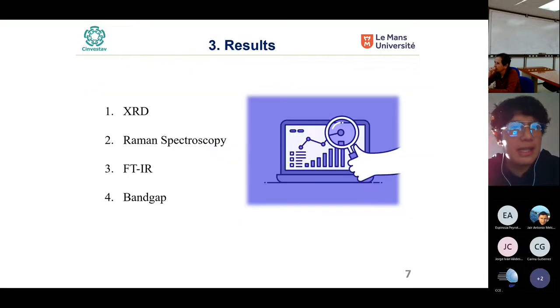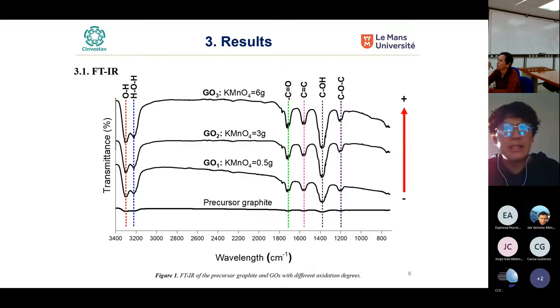So from this slide, I'm going to show you some characterization for this material. The first characterization was FTIR. In this slide, we can see a comparison between the graphite precursor we use and the three different graphene oxides we made.